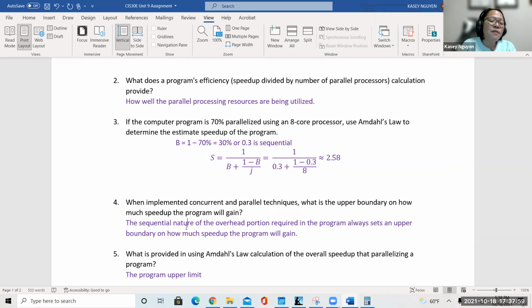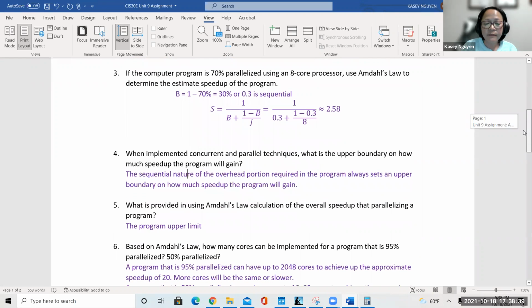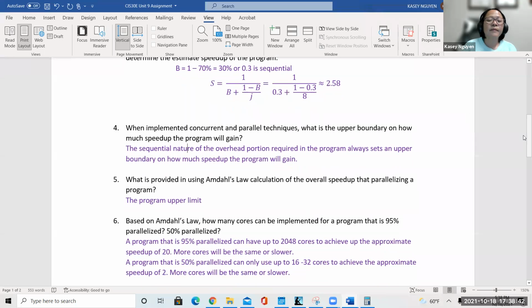And that would also reference number 5. Number 5 asks you, what is provided in using Amdahl's law calculation of the overall speedup that parallelizing a program, the program upper limit? Any question?